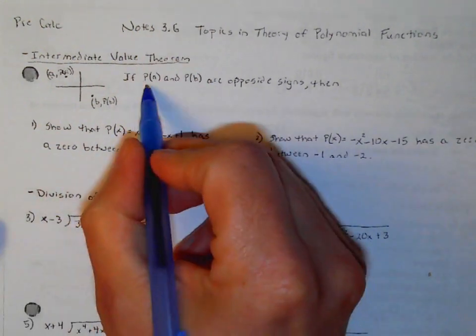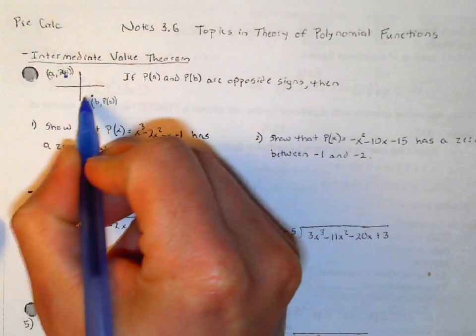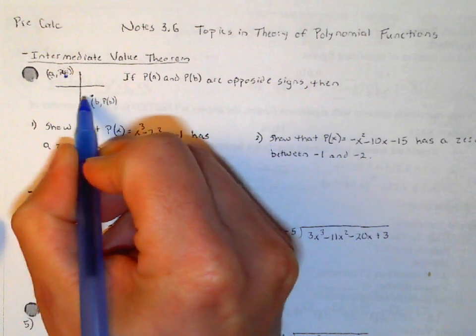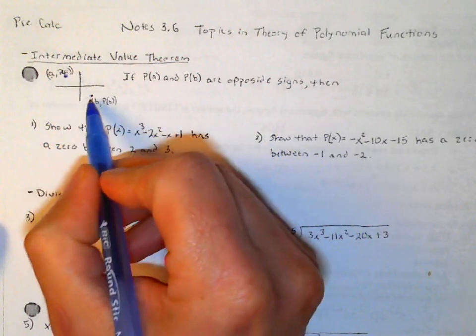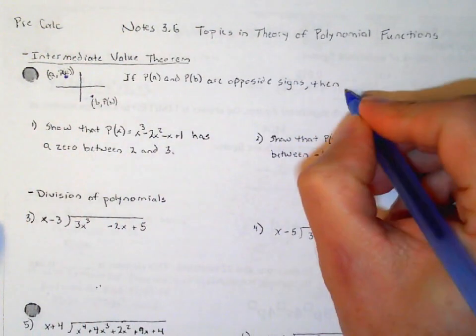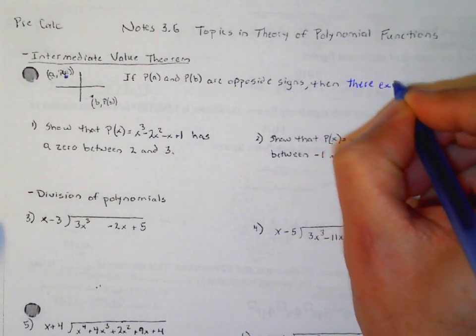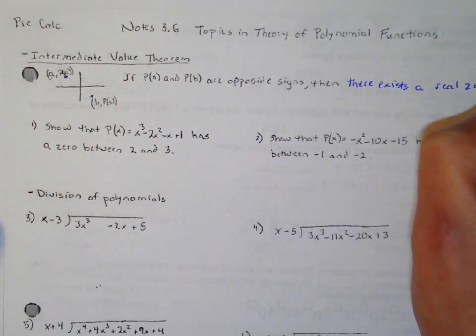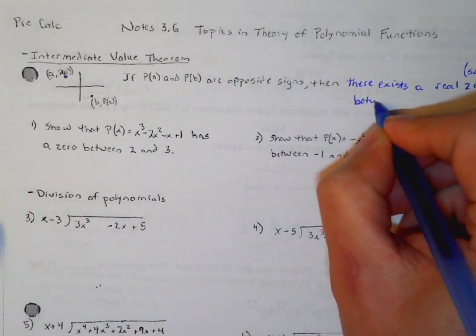Basically, if I plug A in here and I get P of A up here, and I plug B in here and I get P of B, the output's down here, right? So I have an input up here and an output up here and an output down here. If those are opposite signs, so if one's positive and one's negative, I know then that there has to be a zero, a real zero. Okay, and a zero, remember, is a solution, right? A real zero between A and B.